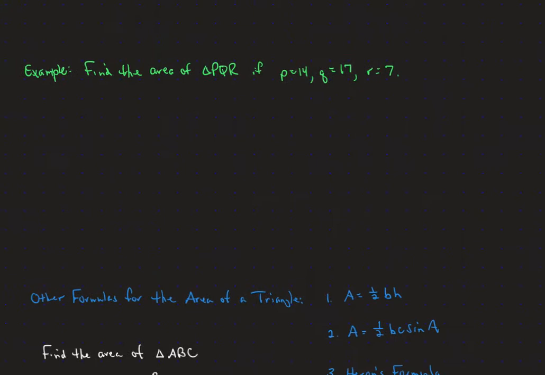If we try another one, and say the side lengths are 14, 17, and 7, then I believe that our semi-perimeter is going to be 19. Plugging that into our formula, we should get 47.749. Remember, that's the square root of the semi-perimeter times 19 minus 14, times 19 minus 17, times 19 minus 7, and then plugging that in.